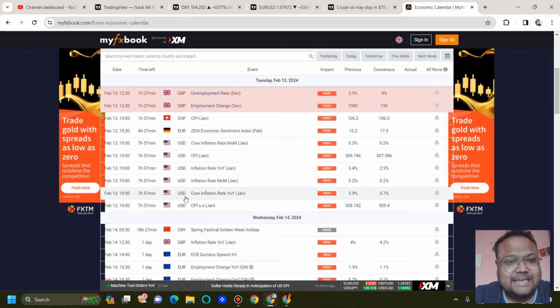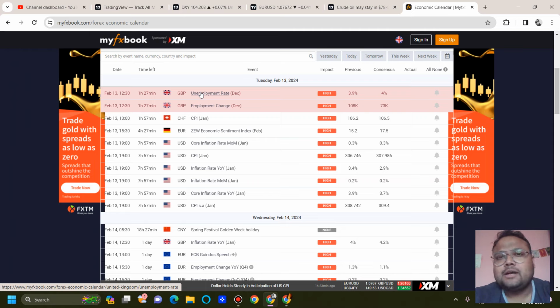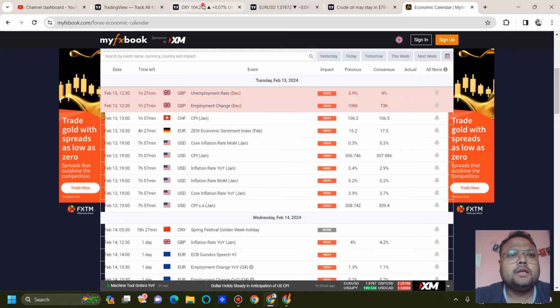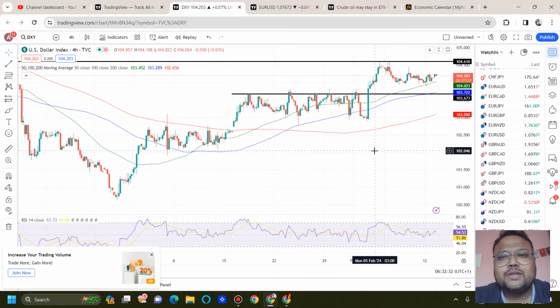Before CPI, we can also see that the unemployment rate is coming up on GBP. So GBP pairs will be volatile, so try to avoid them at the time of news. Let's look at the chart of the US dollar index.